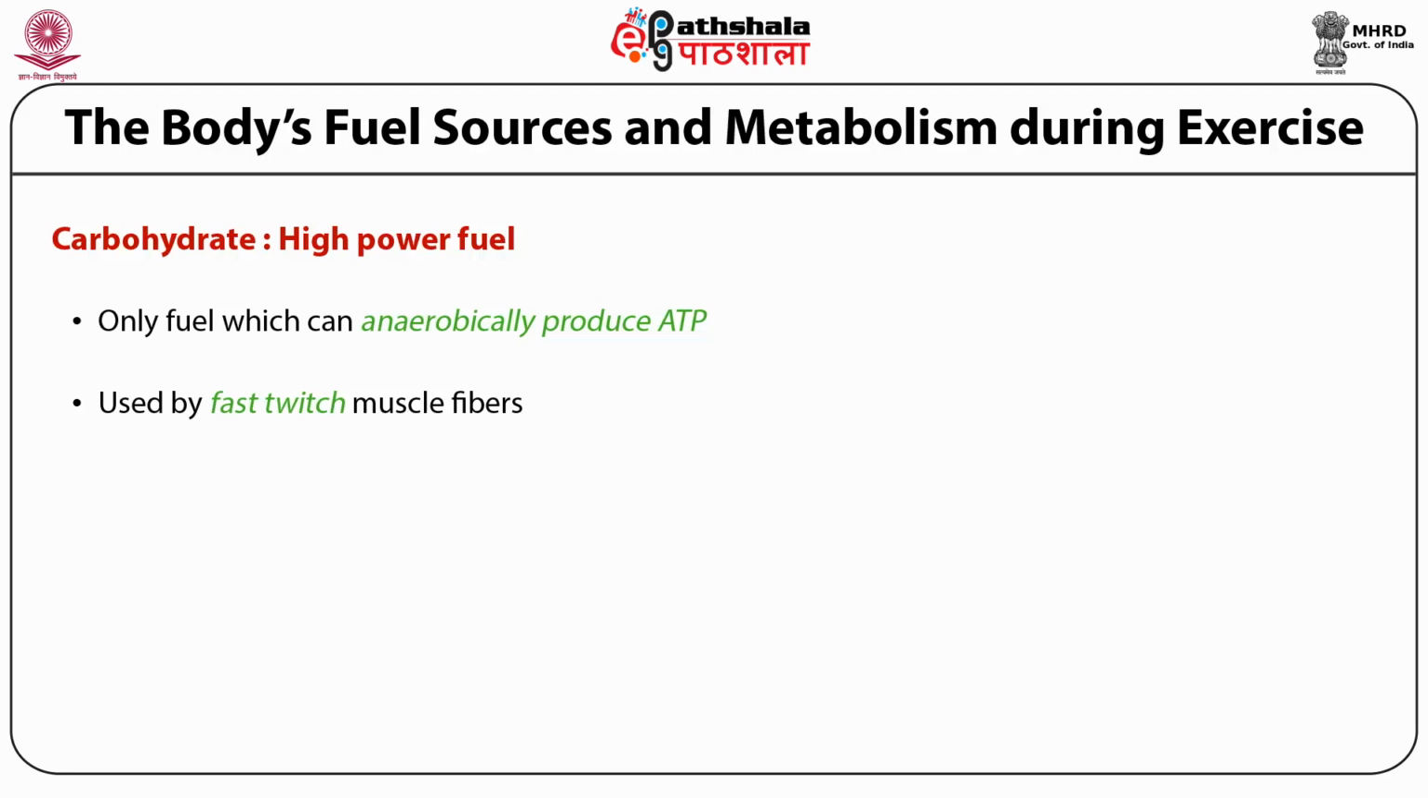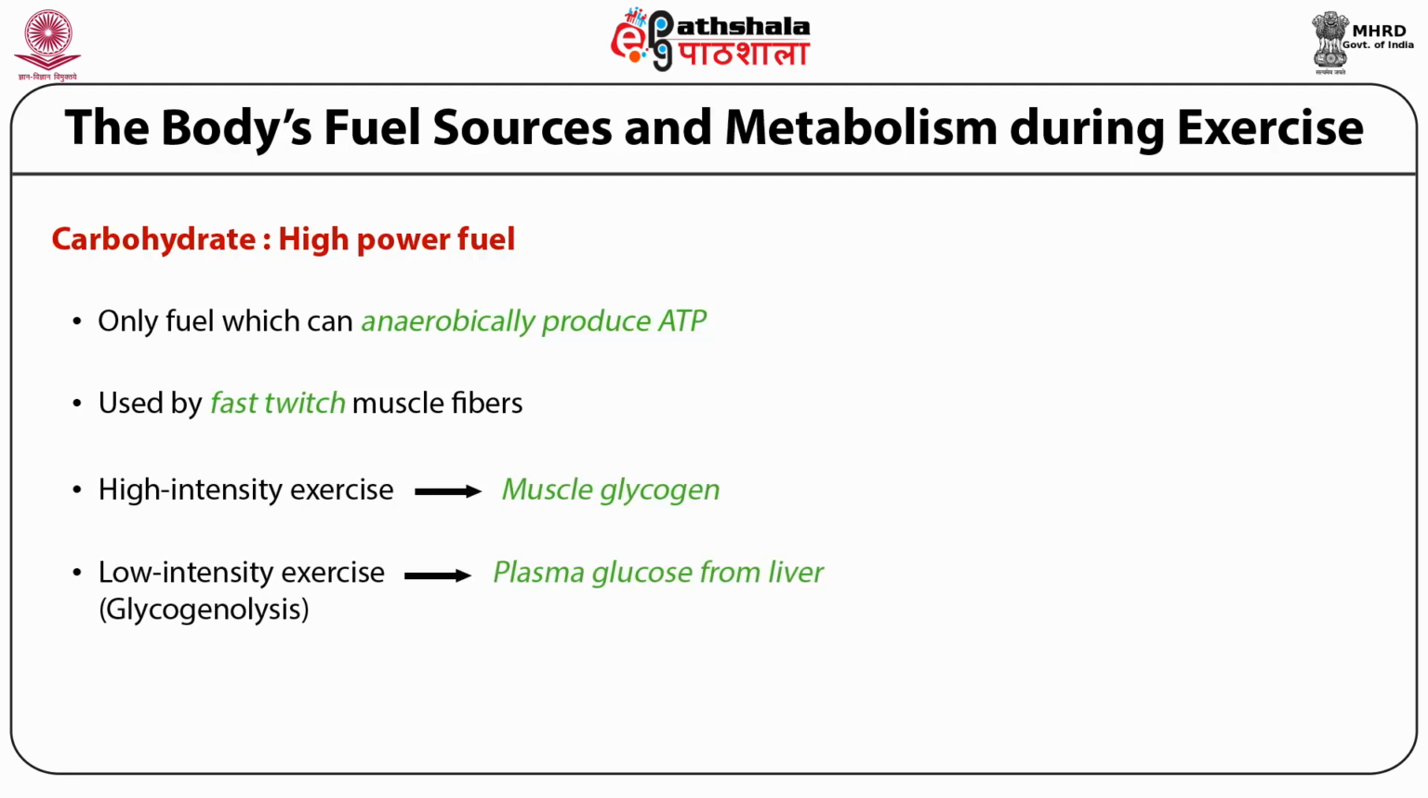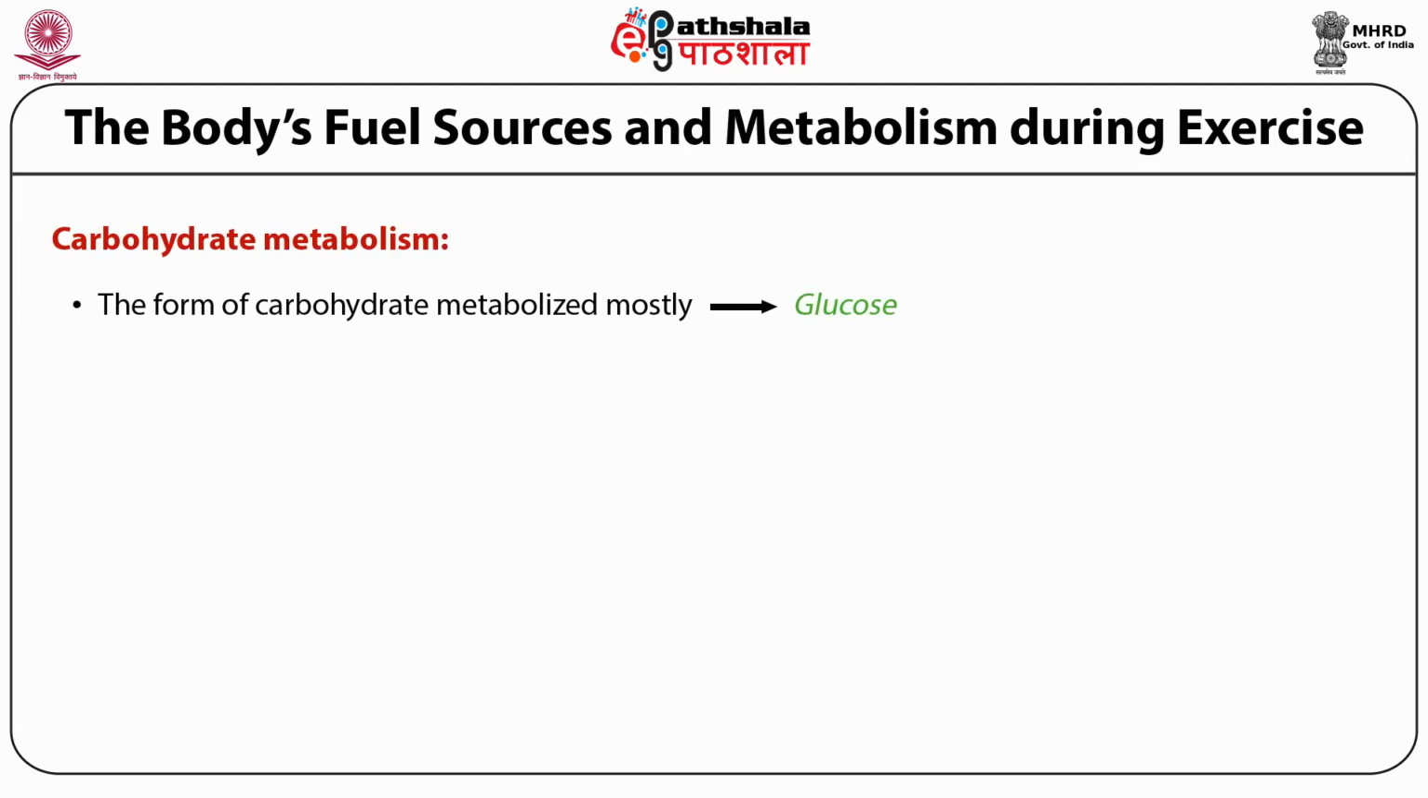The primary source of carbohydrate during high intensity exercise is muscle glycogen. Plasma glucose from liver glycogenolysis is the primary source of carbohydrate during low intensity exercise. It is very vital during long duration exercise to compensate for the decline in the level of muscle glycogen. The form of carbohydrate metabolized mostly is glucose.